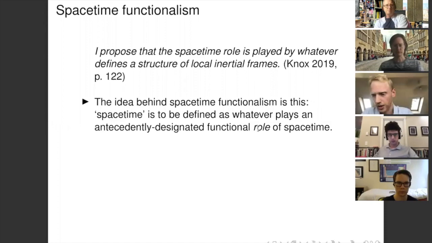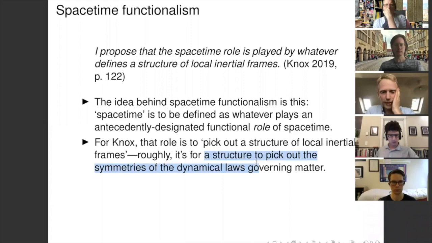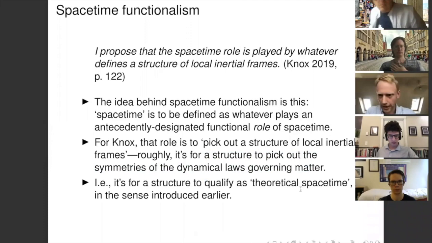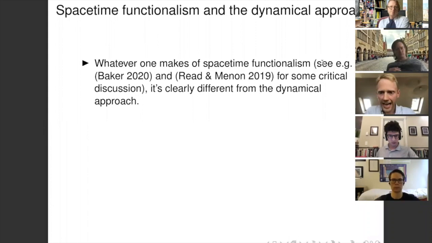What this means is for the structure to pick out the symmetries of the dynamical laws governing matter. And so effectively for the structure to qualify as theoretical space-time in the language which I've been using, its symmetries have to pick out the symmetries of the dynamical laws. So whatever you make of this, there has been some critical discussion lately in the special issue dedicated to Eleanor's work, which is in Synthese. Just to say a little bit here.